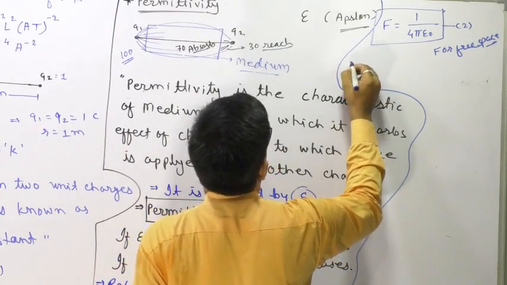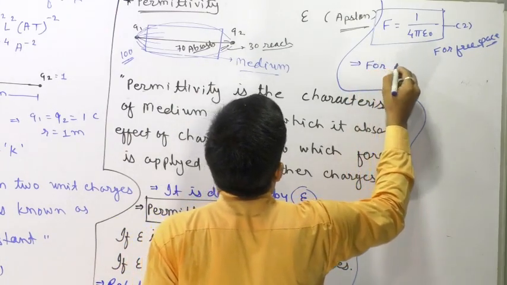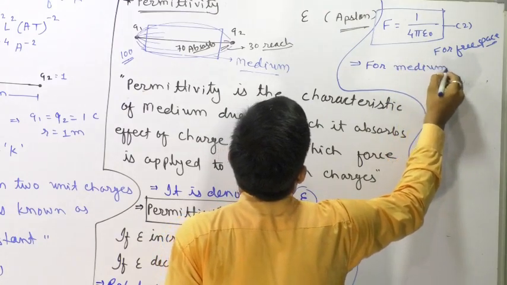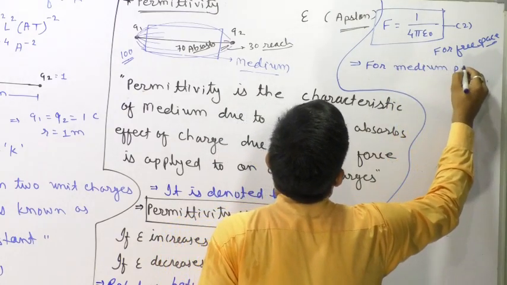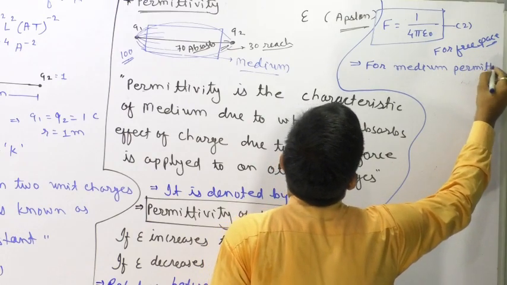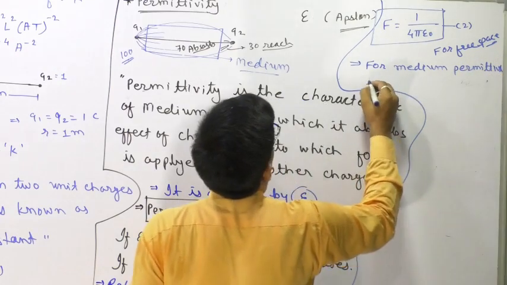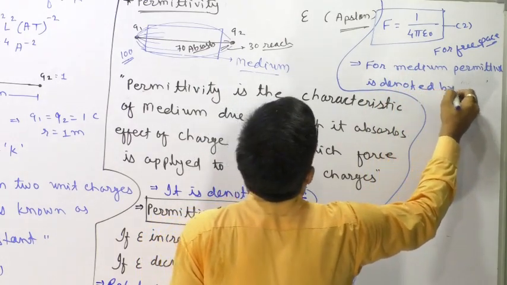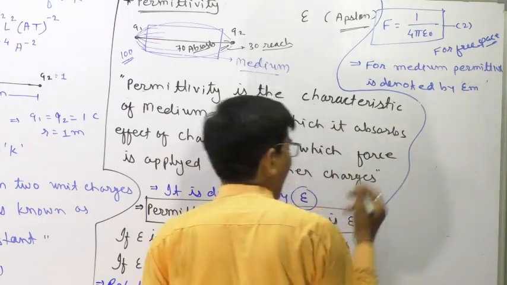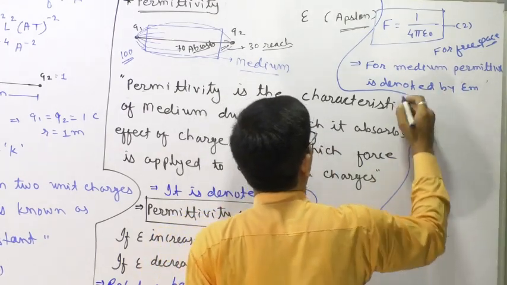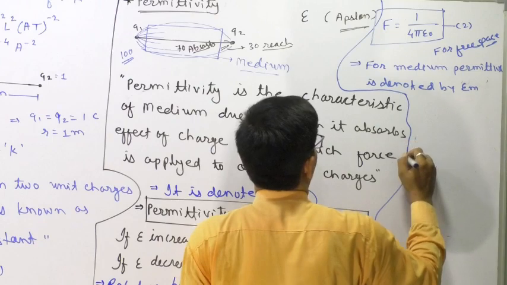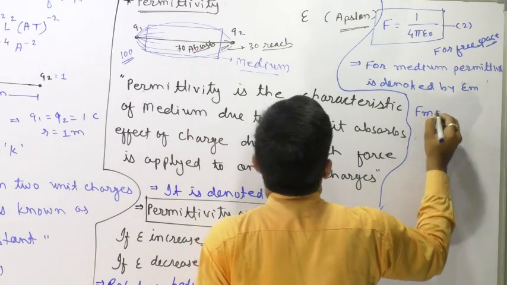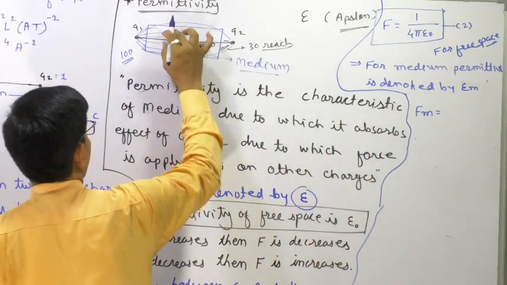But for a medium, permittivity is denoted by epsilon m. Okay, let's write epsilon m. Epsilon m means for medium. Then what would be this? This would be Fm. Fm means the force due to this medium.